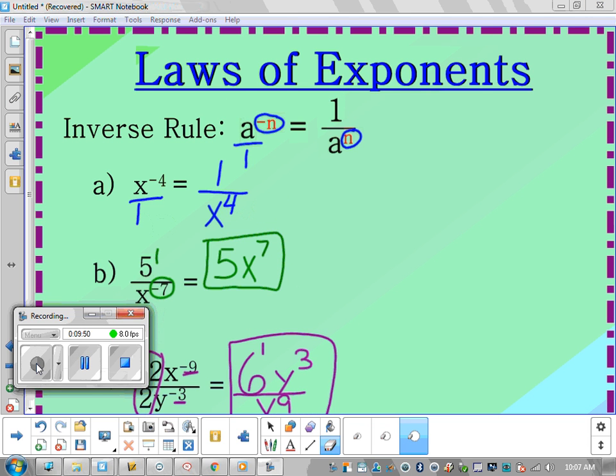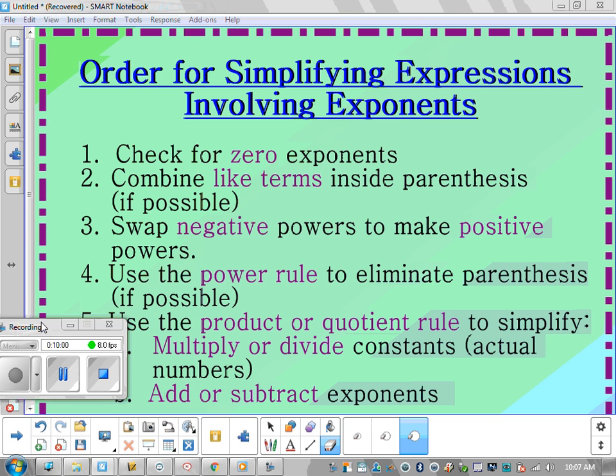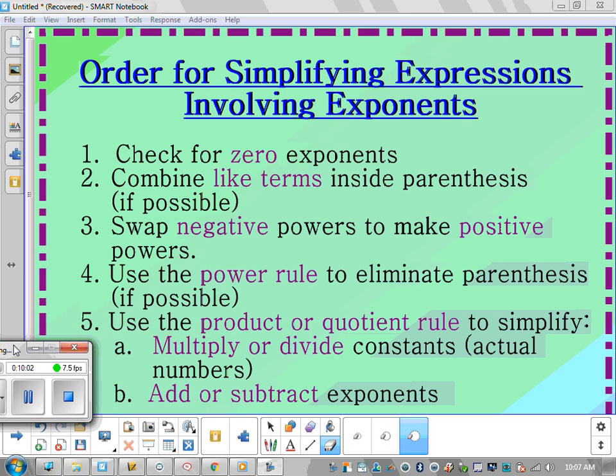Okay, so now, instead of me guiding you through, it is time for you to take some practice problems and see if you can apply the rules we just talked about. Here is the list of the order that you would do your steps in. I will read them aloud, or you can pause it and write them, and then come back and listen after you've written them. First, you will look for zero exponents and take care of those.